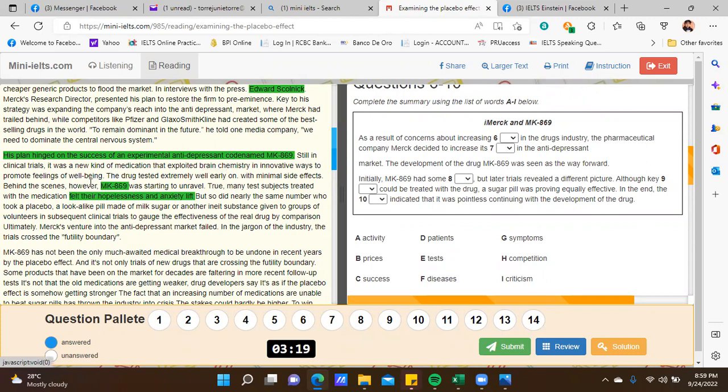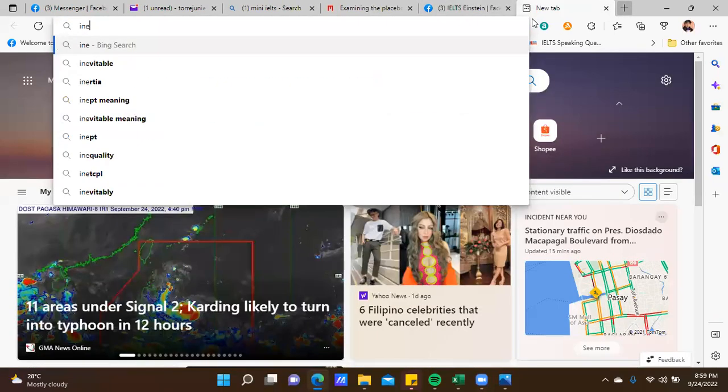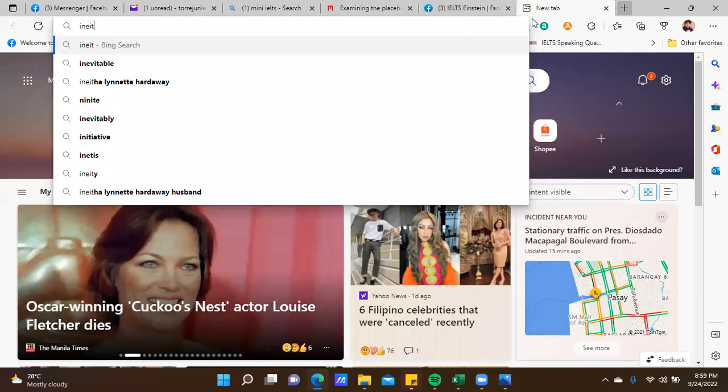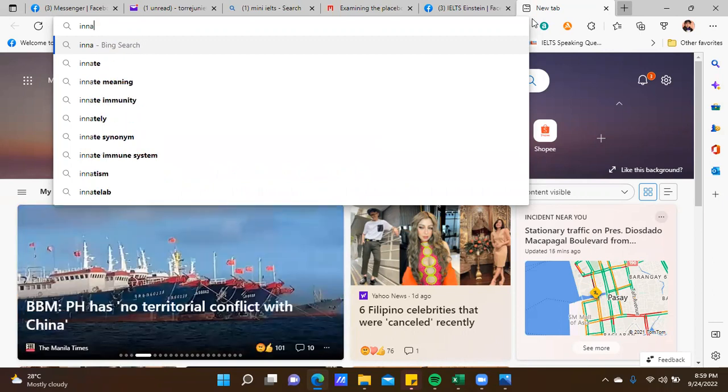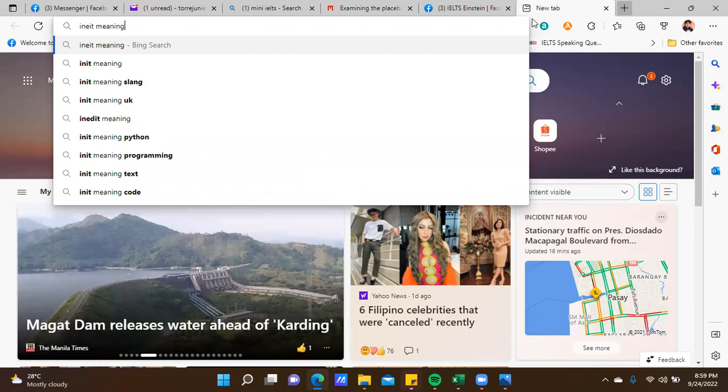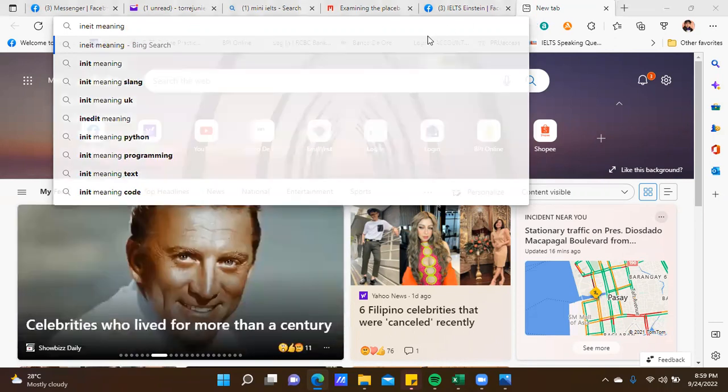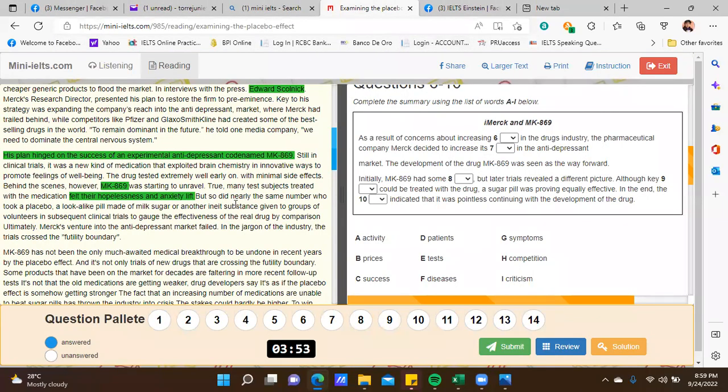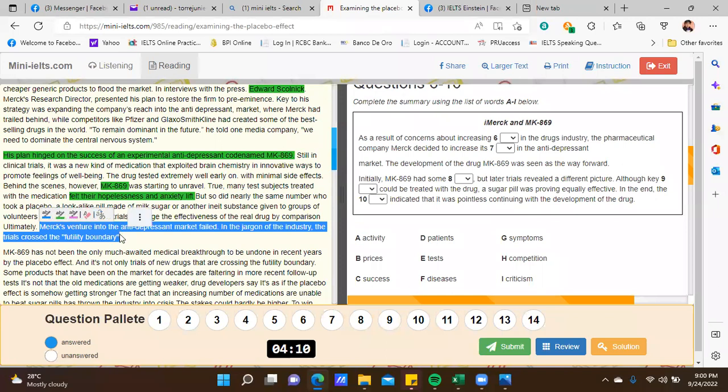Sir, it's above. But I'll just see if we can answer these with just one paragraph. But so did nearly the same number who took a placebo, a lookalike pill made of milk sugar, or another innate substance given to groups of volunteers in subsequent clinical trials to gauge the effectiveness of the real drug by comparison. There's a spelling problem with that word, is there a word as innate? There's no such word. Annoying. Innate, I guess. Ultimately, Merck's venture into the antidepressant market failed. In the jargon of the industry, the trials crossed the futility boundary. Okay.